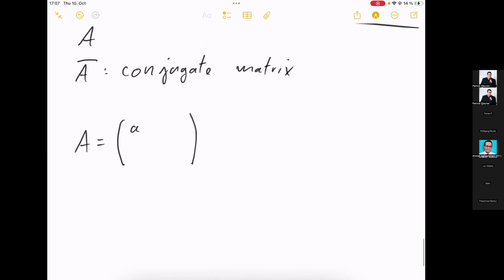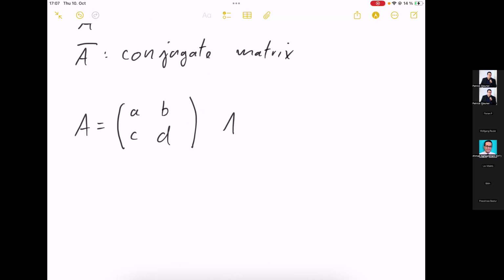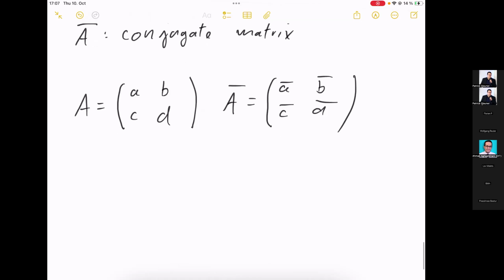which is called A, and we have elements a, b, c, and d. And a conjugate matrix is again a 2 times 2 matrix, and these elements a, b, c, and d are now complex numbers, not real numbers. We can calculate this conjugate matrix by taking all these elements and taking their conjugate. And in order for this to be more clear, I have an example. Don't look this up in the slides, otherwise you see the solution early, but I want to practice this with you. So it's 6 minus 3i.